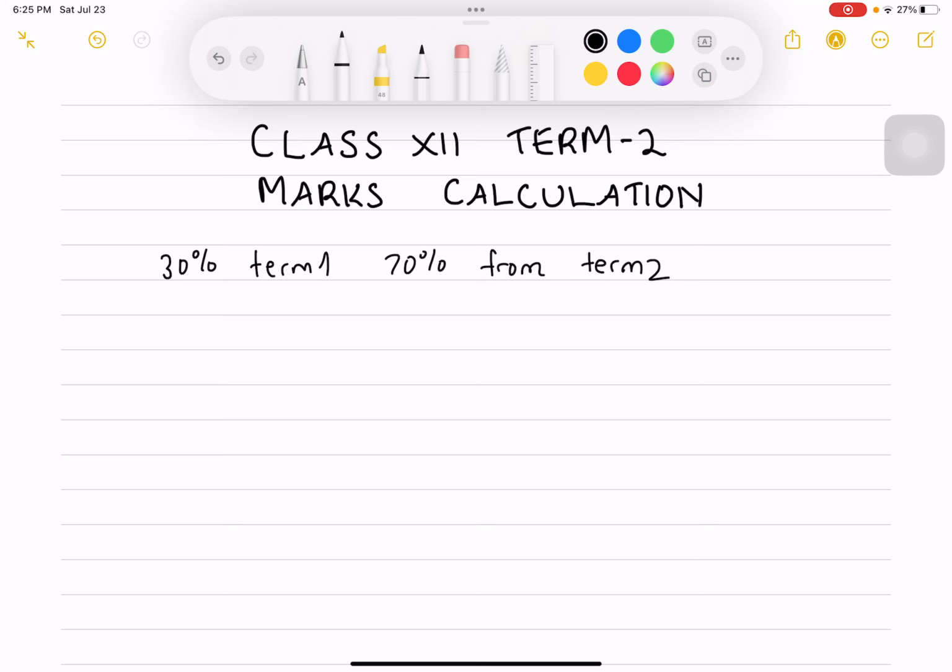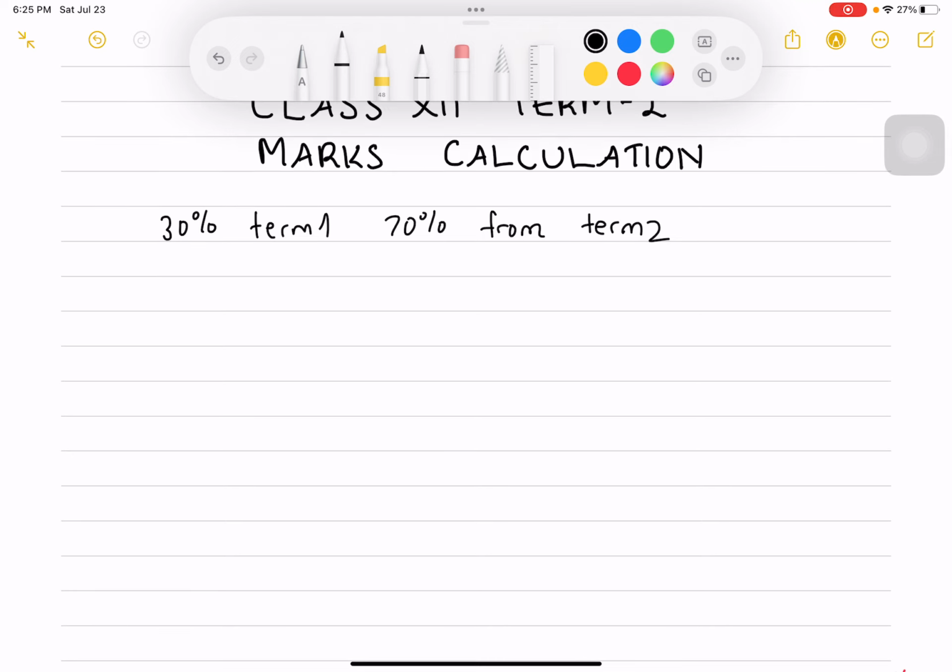So for example, let's take that a person has scored 29 marks in term 1. So let's take 29 out of 40 in term 1, and the total marks obtained by the person, let it be 91. This is the final result.